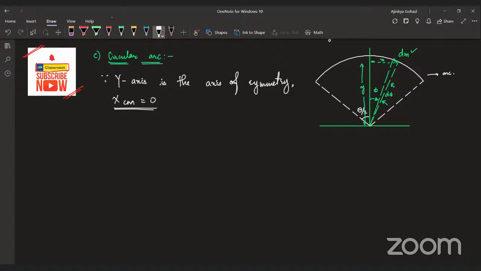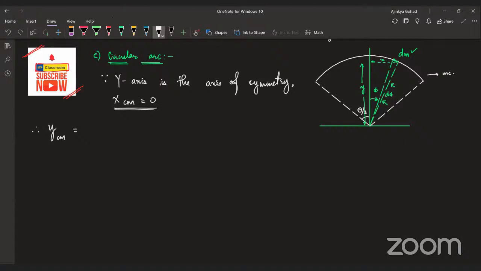So the center of mass will always lie on the axis of symmetry. Okay? So that is why, if the center of mass is on the y-axis itself, the x coordinate of the center of mass will be 0. Right. Now what I need to do is find the y coordinate of the center of mass.